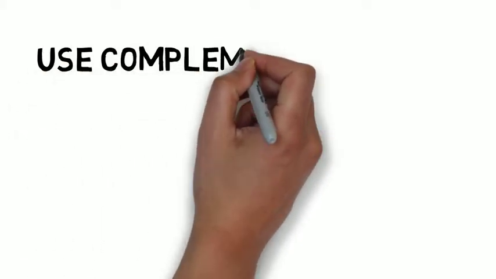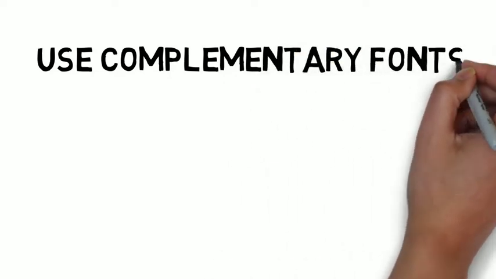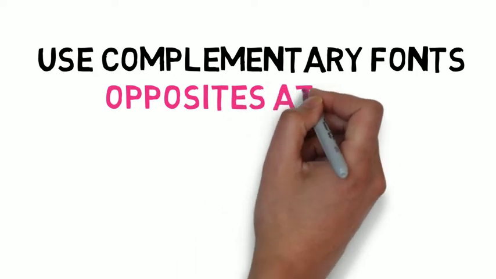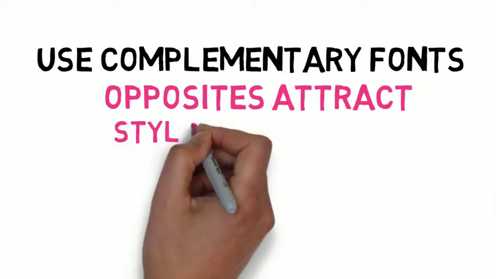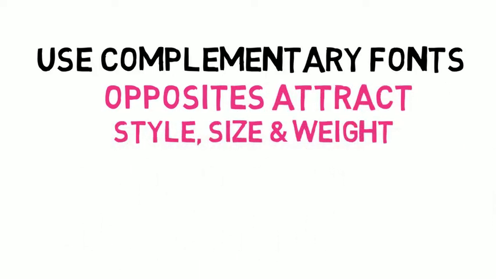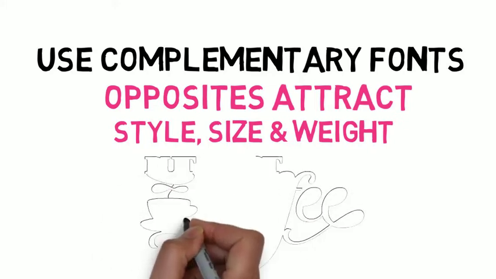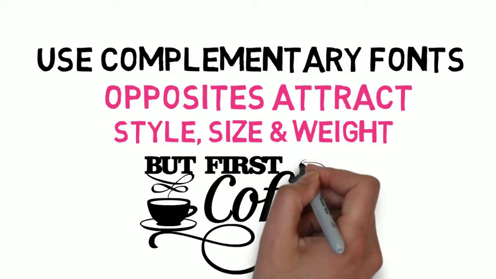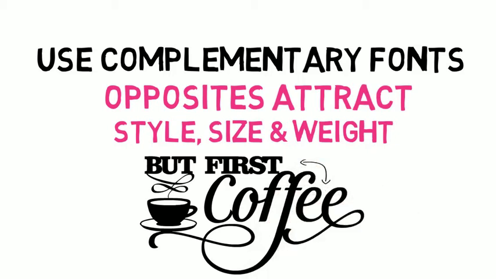If you're using two or more fonts in a design, then don't place two similar fonts next to each other. This is because opposites attract based on their style, size, and weight. So for example, if you have a bold block font, then place it next to a thin cursive font. Or you could place a word with a negative cut next to one which is an ordinary cut.